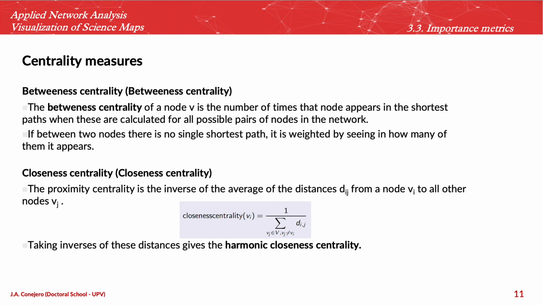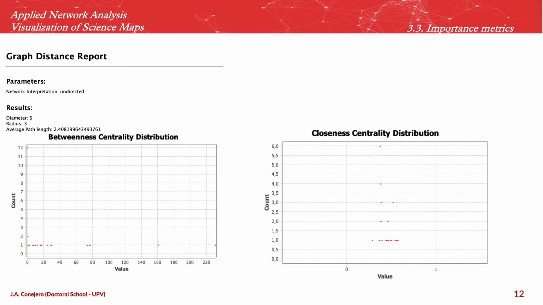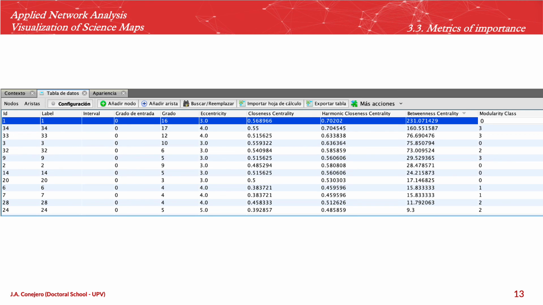Another measure is the closeness centrality. It's computed not by how many times the node appears on the shortest paths, but by computing the inverse of the average of the distances from a given node vi to the other nodes vj. Also, we can compute the inverse of these distances individually, and we will have the harmonic closeness centrality. So here we have the different representations of the betweenness and closeness centrality distributions, and it's relevant also if you go to the data lab table and try to compare the measures.